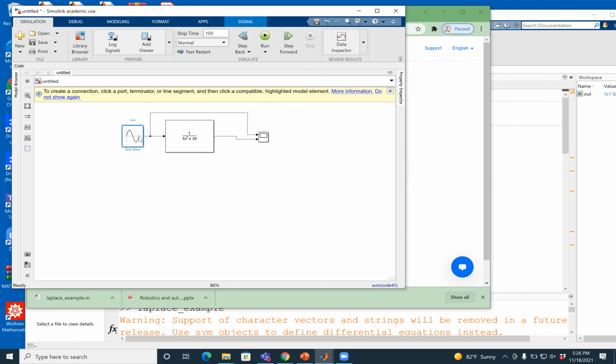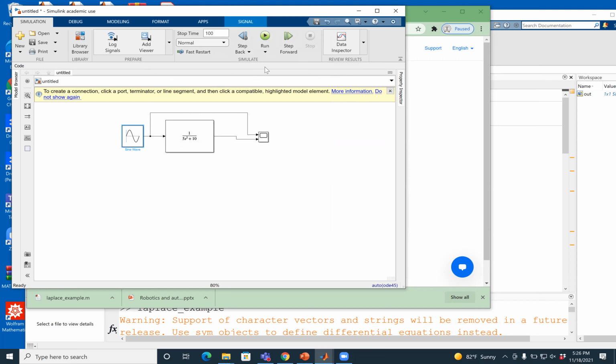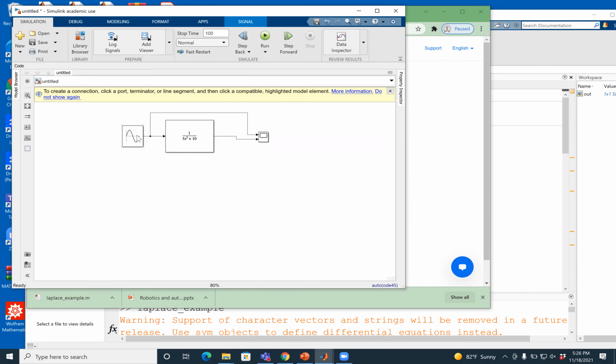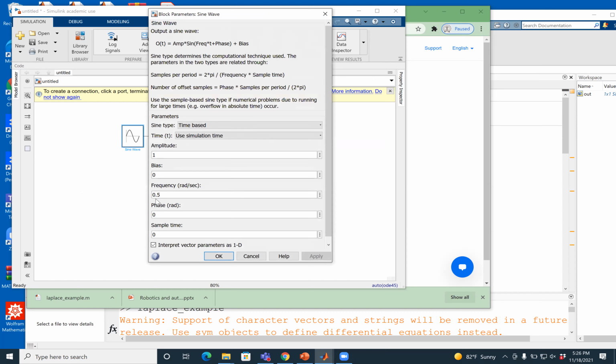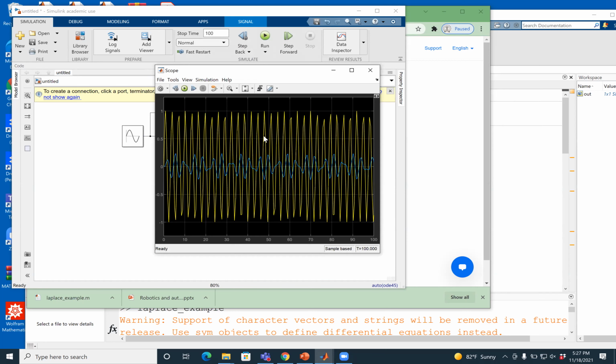Now, what I want you to do is change this frequency to 0.5 and say run again and click here. Now you would see the response something like this. I want you to change this input to say maybe 2 and run, and then plot this again and see what happens.